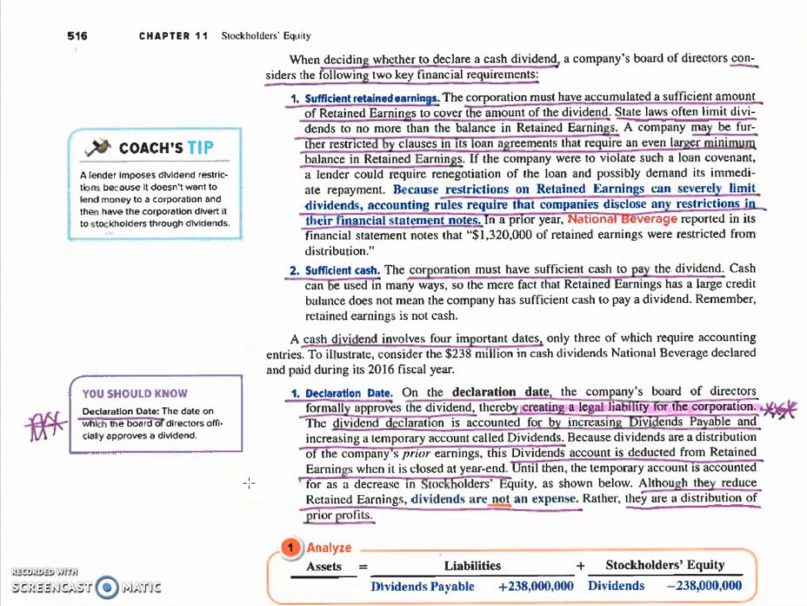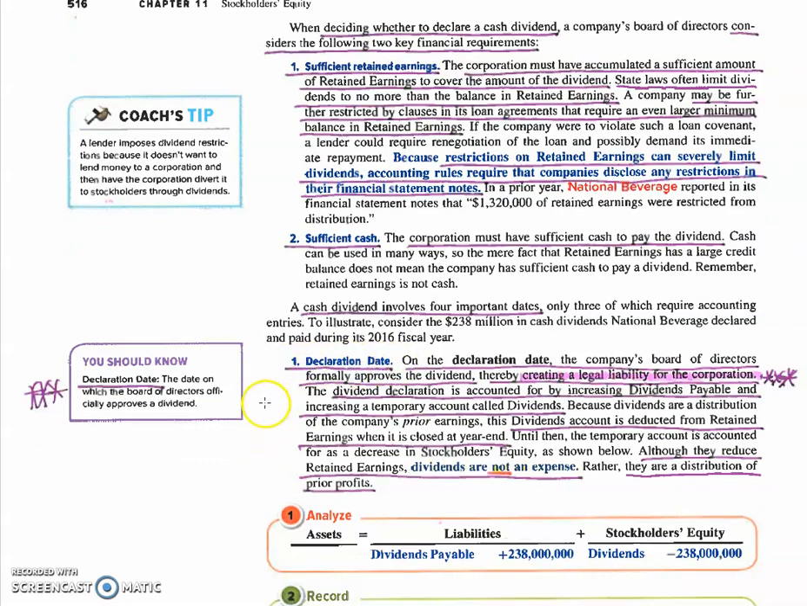Now, there are some dates that are important in dividend declaration. The first is the declaration date. That's the date that the board of directors votes to issue a dividend, and that's called the declaration date. So whatever date the board of directors is meeting and votes to pay a dividend, that is the declaration date.